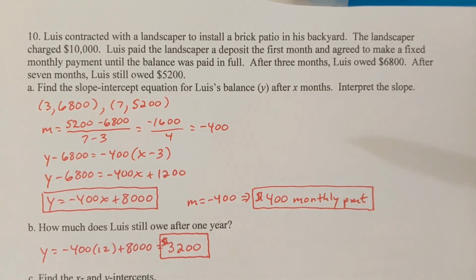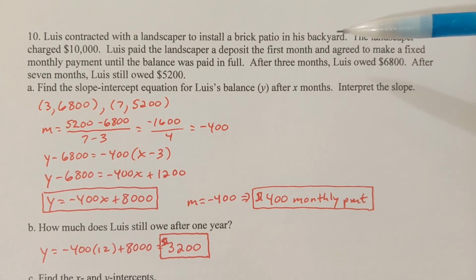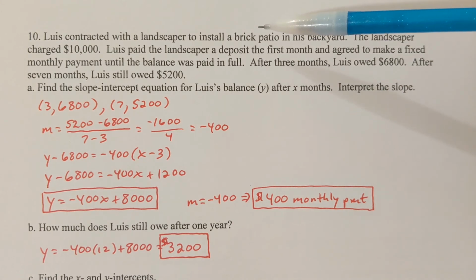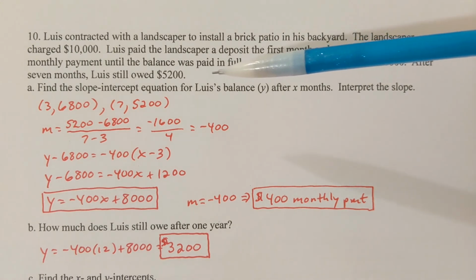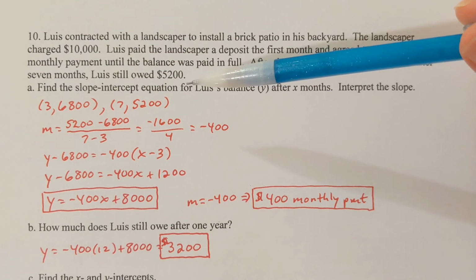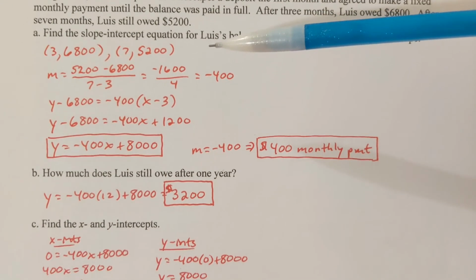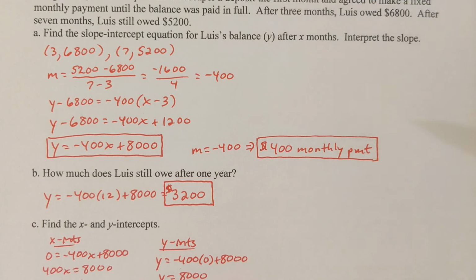Problem 10, the last one. Luis contracted with a landscaper to install a brick patio in his backyard. The landscaper charged $10,000, and Luis paid the landscaper a deposit for the first month and agreed to make a fixed monthly payment until the balance was paid in full. After 3 months, Luis owed $6,800. After 7 months, Luis owed $5,200. Okay. Part A. Find the slope-intercept equation for Luis's balance y after x months and interpret the slope.